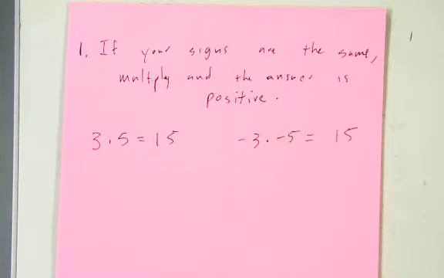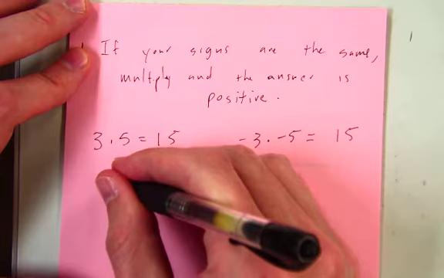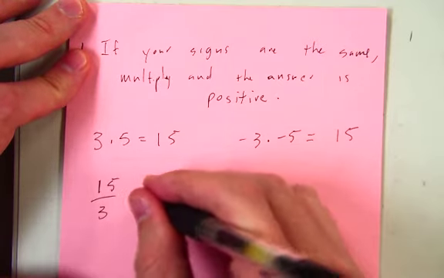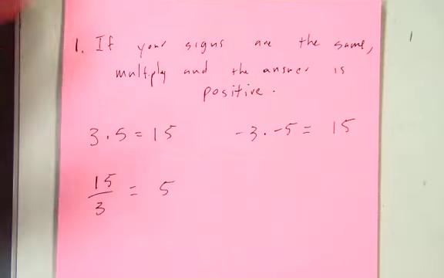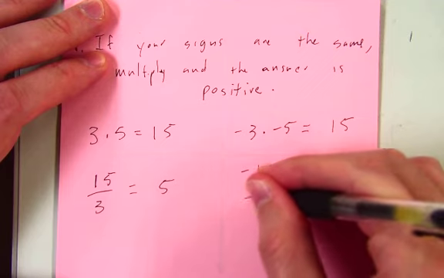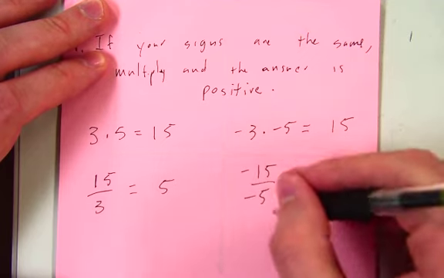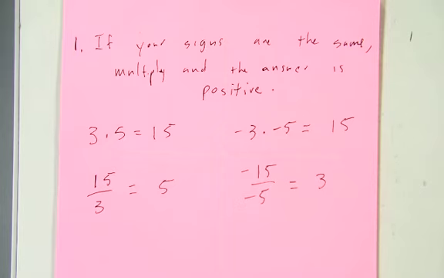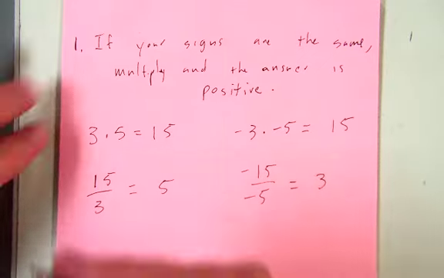Very similar for division, right? And remember, in this class, a lot of times we're going to write division with the fraction bar. So if we have something like 15 divided by 3 written like that, well, that's going to be 5, and the answer is positive because our signs are the same. Similarly, if we have something like negative 15 divided by negative 5, well, 15 divided by 5 is 3, and our answer is going to be positive because our signs are the same. So what we're really looking for with this rule is if our signs are the same when we're multiplying or dividing, we know our answer is going to be positive every single time.